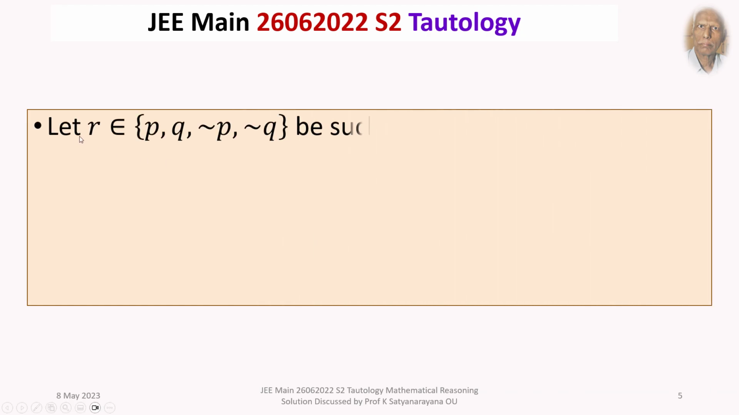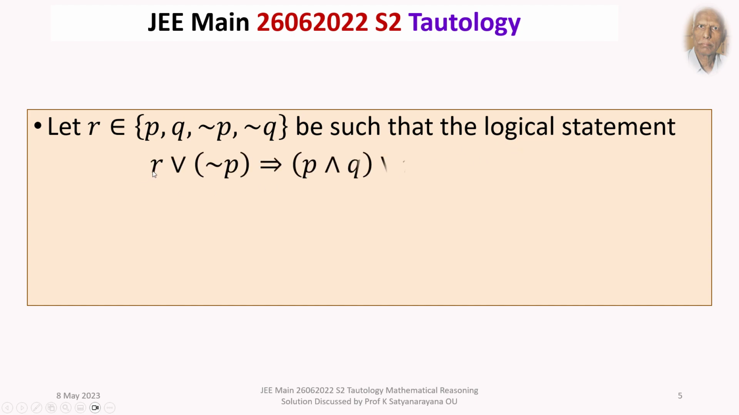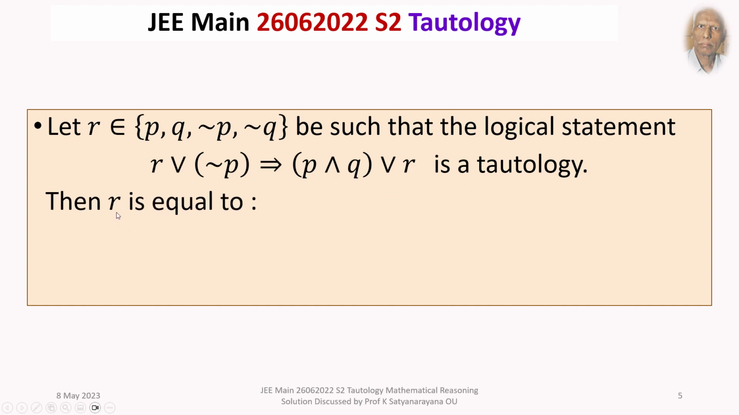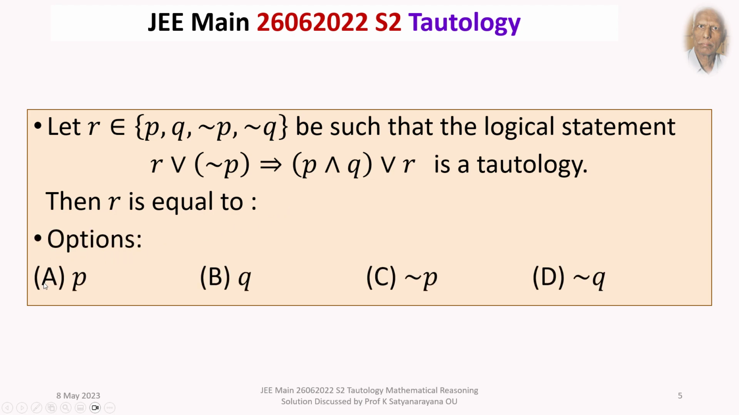The given problem is: let R belong to the set consisting of the statements P, Q, negation of P, negation of Q, such that the logical statement R, negation of P implies P and Q, in brackets, or R, is a tautology. Then R is equal to. We are given four options. Option A, P. Option B, Q. Option C, negation of P. Option D, negation of Q.